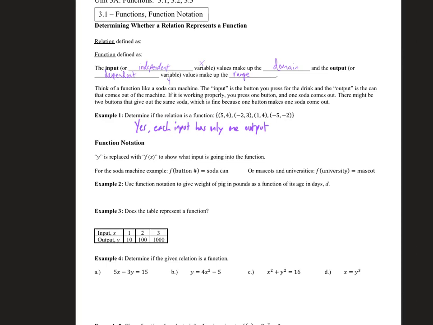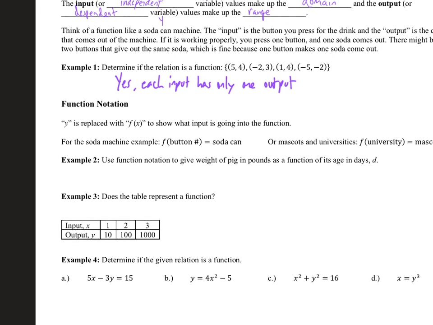Same thing down here on example 3. From what we can see, 1 input gives 10 output, 2 input gives 100 output, 3 input gives 1000 output. So this is a function.